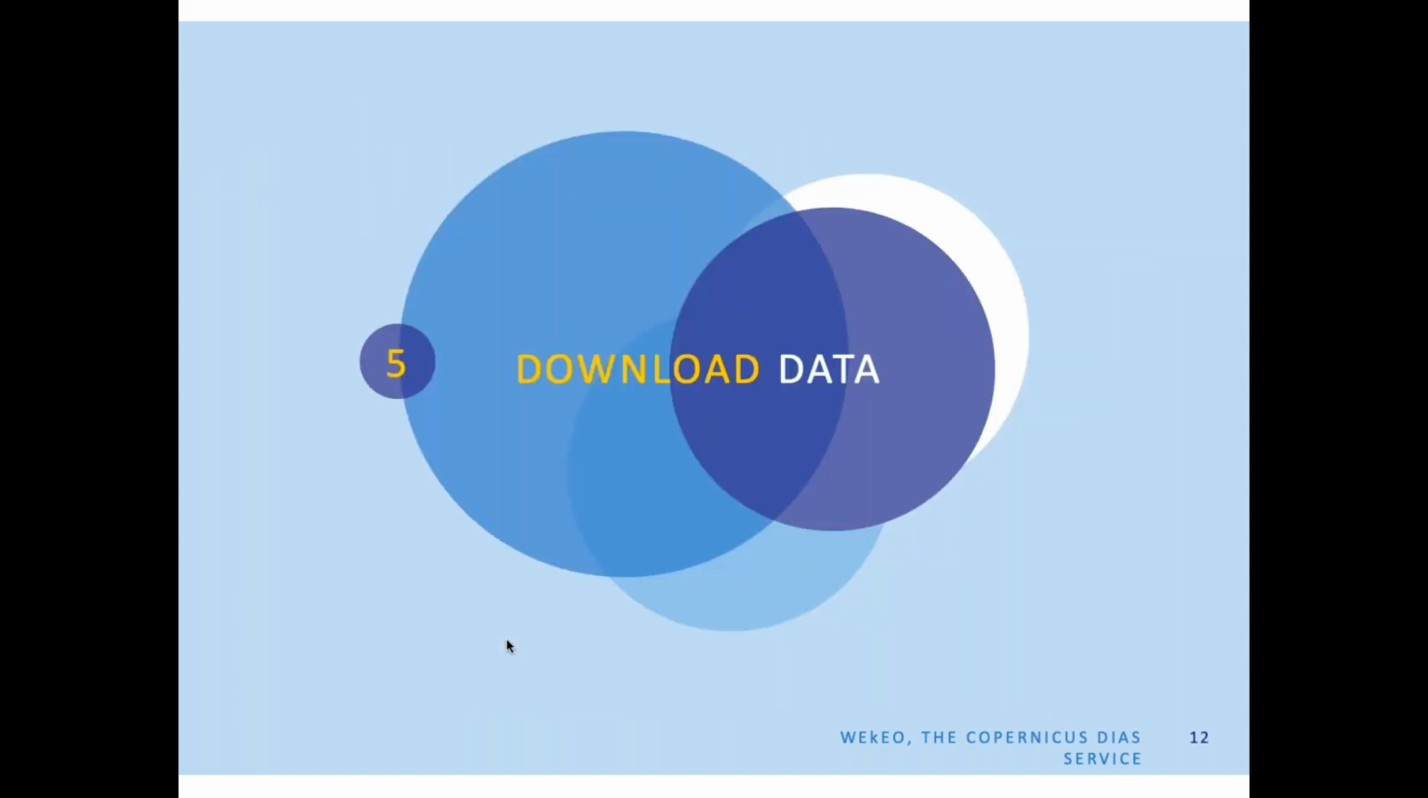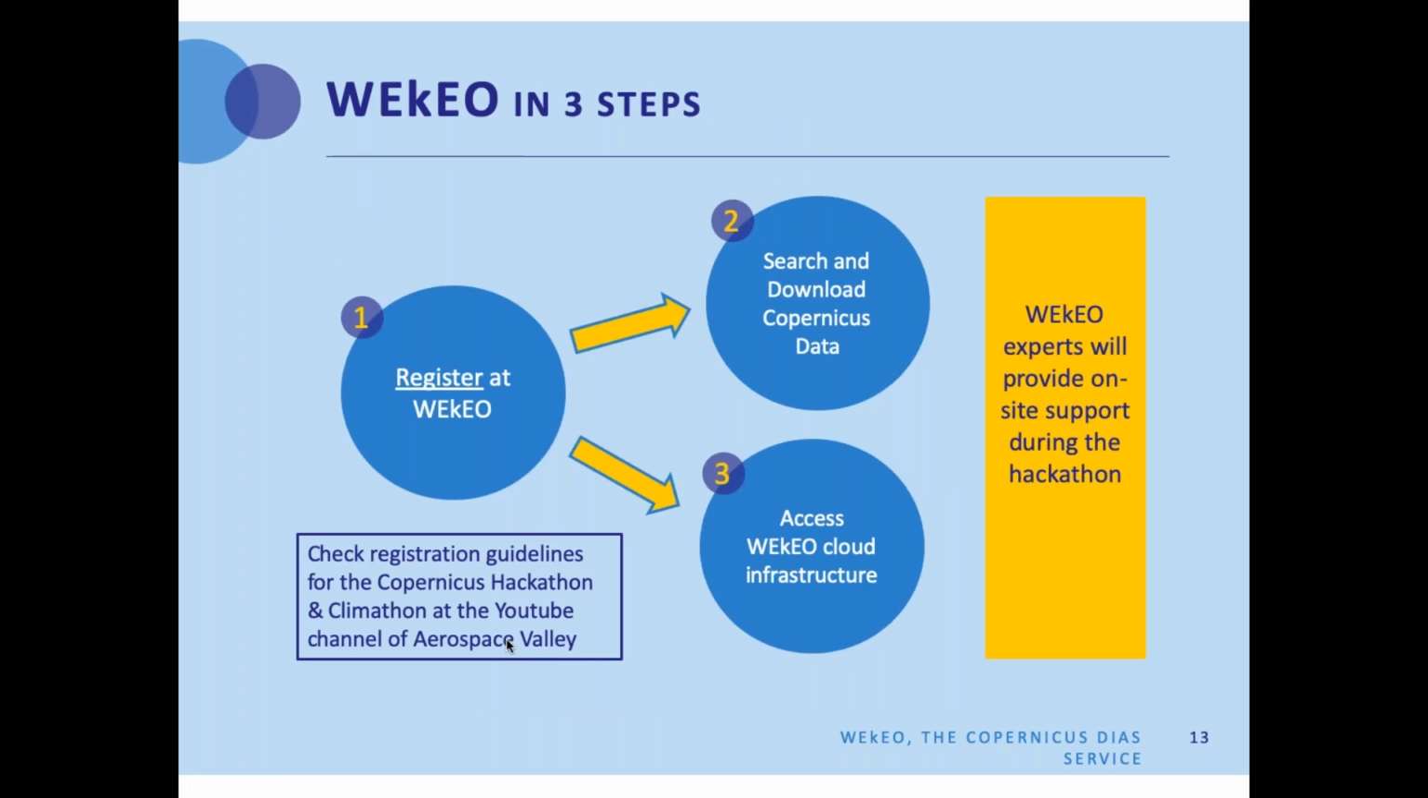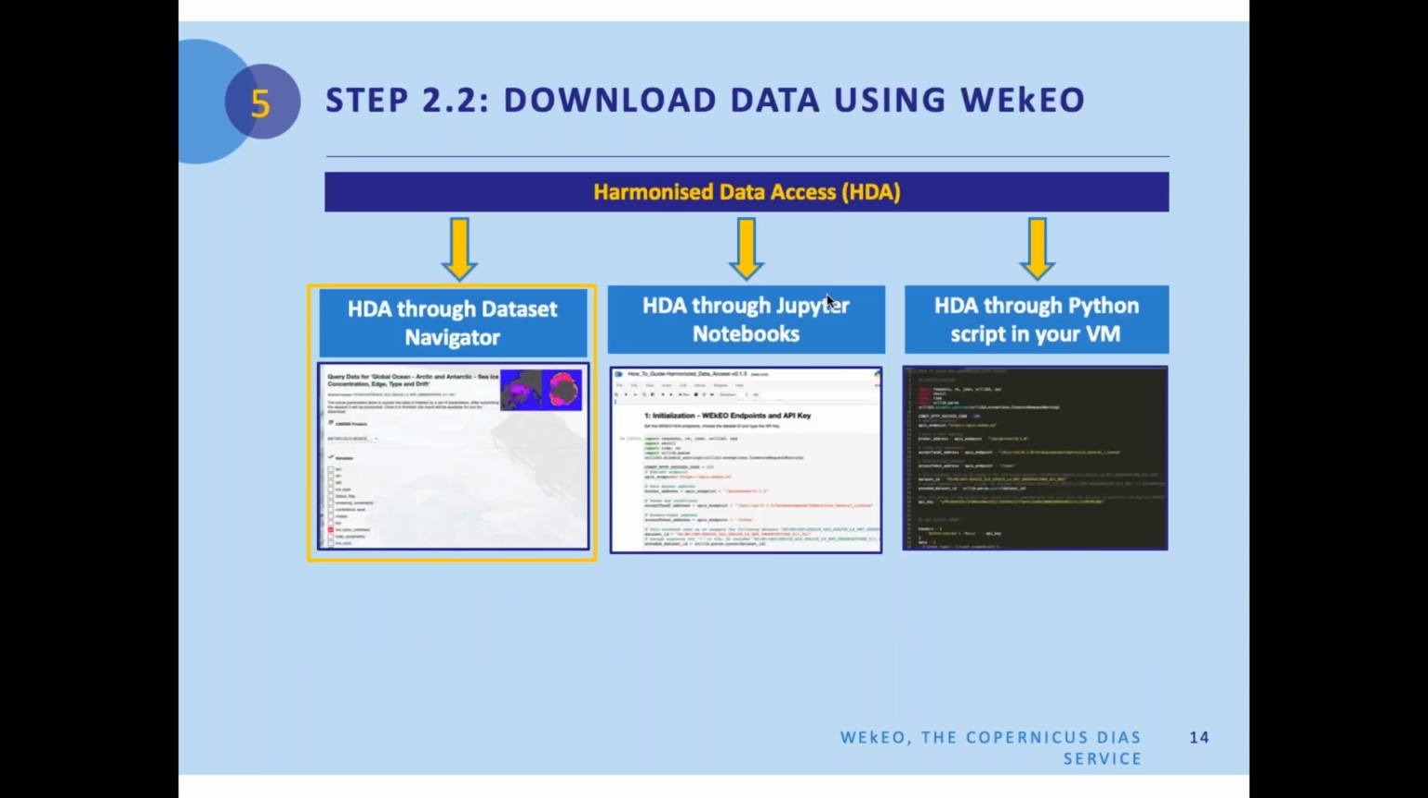Let's see now how to download data. As I have already said, once we have registered, we can just go to the second step. And this step is in fact two: one is the search and the other is the download of data itself. Let's see how to download the data. We have three types of download available in WEkEO. And again, it also depends on your skills and your interest, on how you find it easier to use one or another.